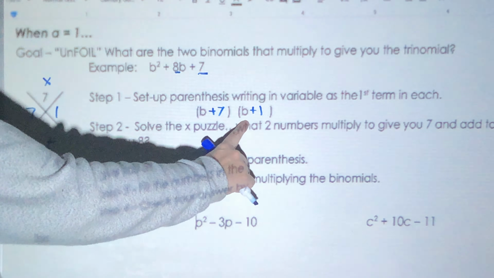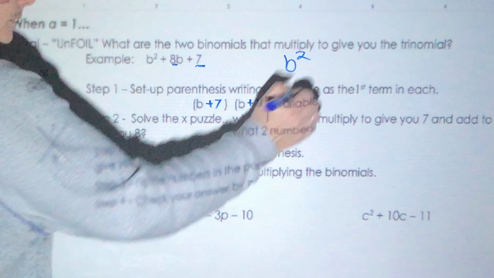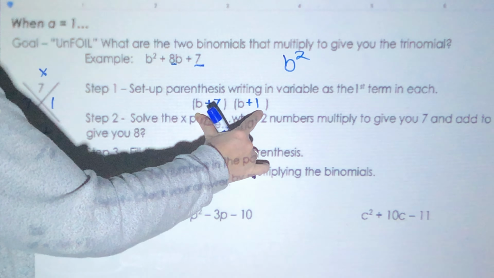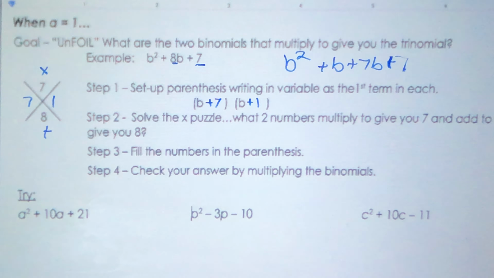If you multiply these two binomials, you will get this polynomial back. And I'm going to use FOIL just to show you. So I'm going to multiply the two first terms and get b squared. I'm going to multiply the two outside terms and get b. The two inside terms and get 7b, and the two last terms and get 7. And if I combine my b's, I would have 8b in the middle. So now we're going to try a couple together.